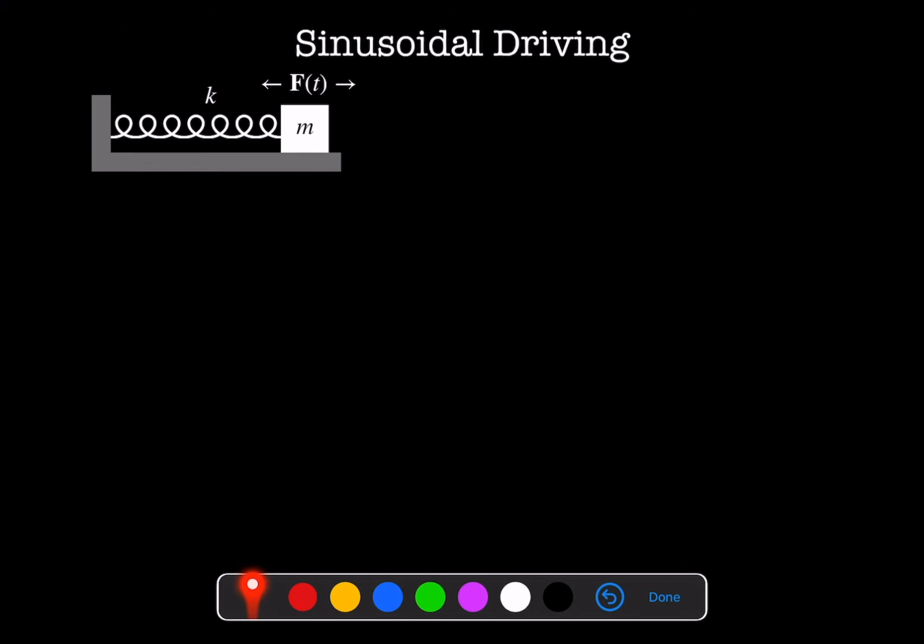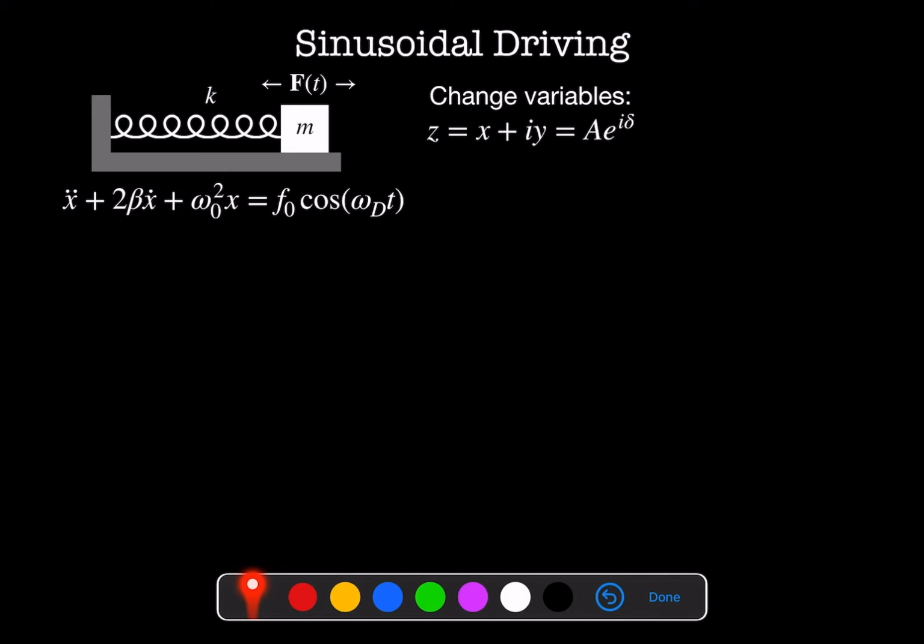So let's imagine for a second that I have a special type of driving motion. I've got sinusoidal driving. So that tells me that my force is going to be a cosine of omega_d t. So omega_d is my driving frequency. What I'm going to do to solve this is basically a trick. It's similar to things we've talked about in last week's videos, where we go from a sinusoidal solution to something that is a complex exponential. So we're going to do exactly that. We're going to change variables.